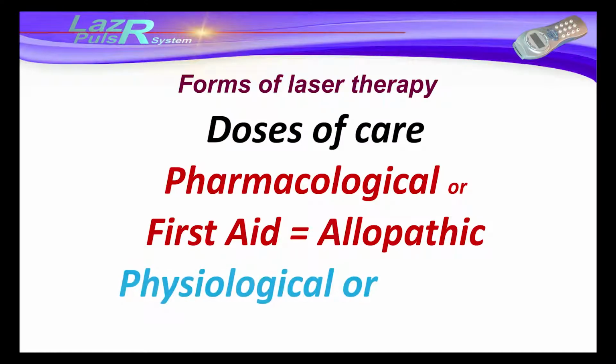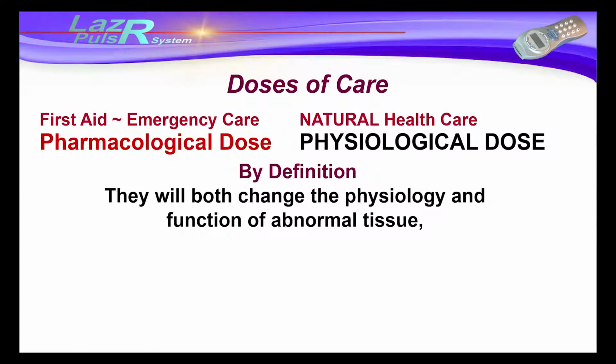Then we have a physiological dose of therapy, which for the sake of this discussion we will call natural health care, and many times referred to as alternative health care. By definition, both of these doses of health care will change the function of diseased or injured tissue, because if it would not change abnormal tissue, then it wouldn't be a therapy in the first place.